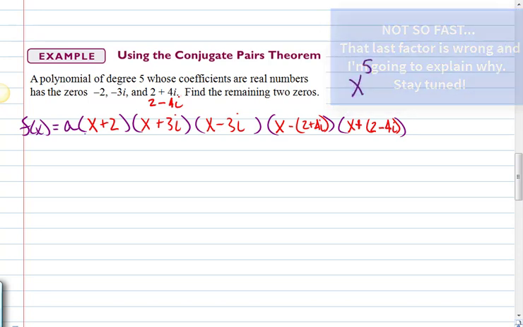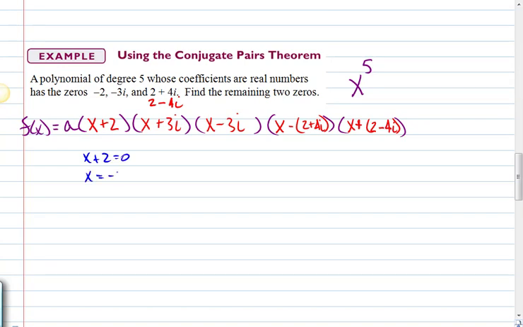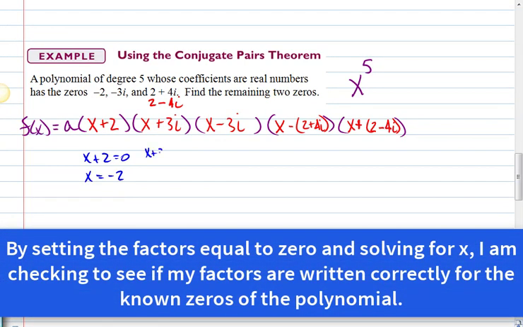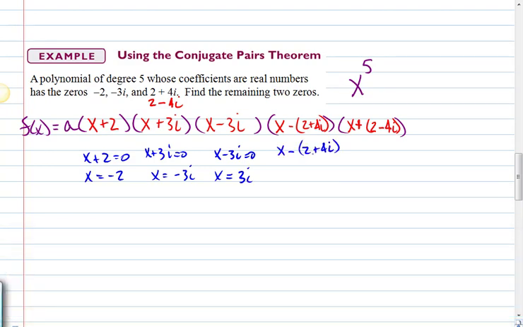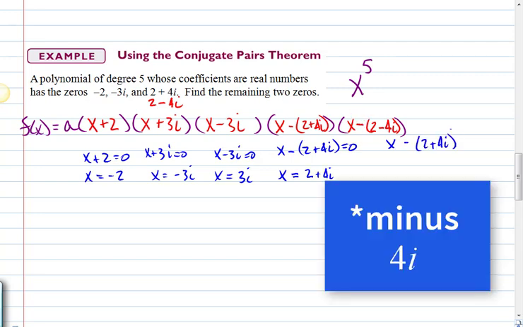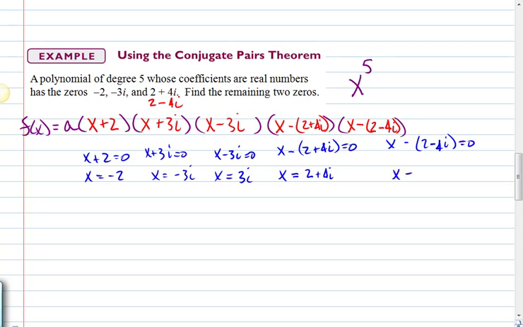I get my solutions by setting each factor equal to 0. So if I set x plus 2 equal to 0 and solve for x, I get x equals -2. If I set x plus 3i equal to 0 and solve for x, I get x equals -3i. And that would give us the conjugate. So that's x equals positive 3i. Here, when I set this equal to 0, I get x equals 2 plus 4i, but here, okay, so it does have to be a negative. X minus 2i equals 0, and then we end up with x equals 2 minus 4i, and that is the conjugate pair.